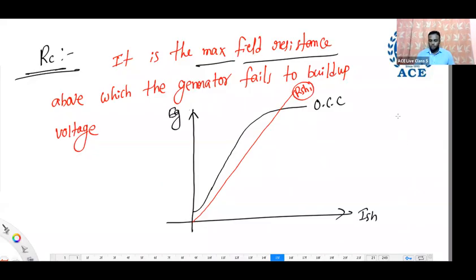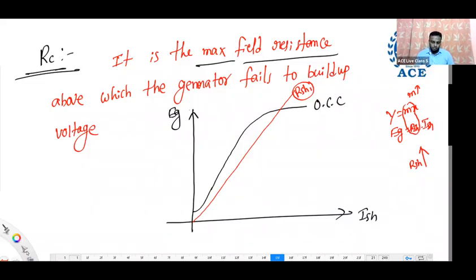According to y equal to mx, and Eg equal to RSH into ISH. Here ISH is the x-axis, Eg is the y-axis, and RSH is nothing but the slope of the line. So if the slope of the line increases, the field resistance is increasing, or not? Yes, slope increasing means resistance increasing.